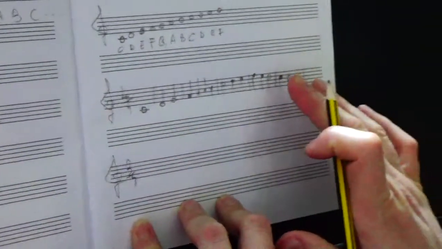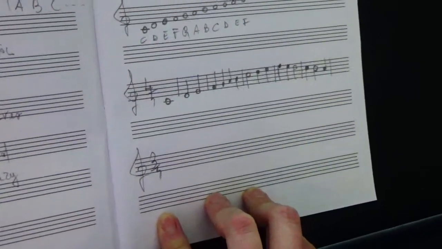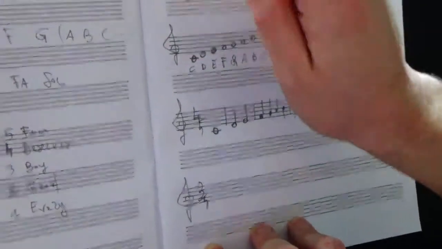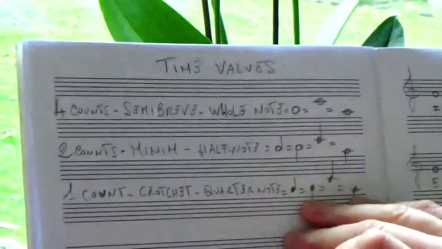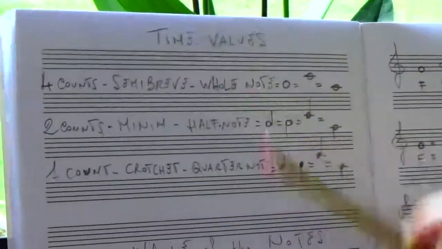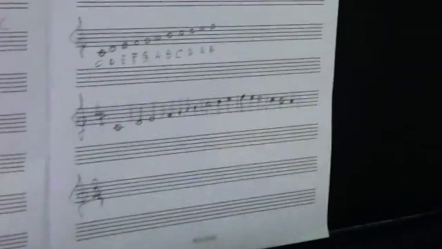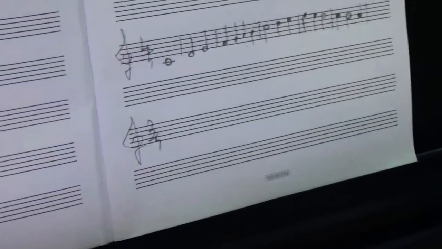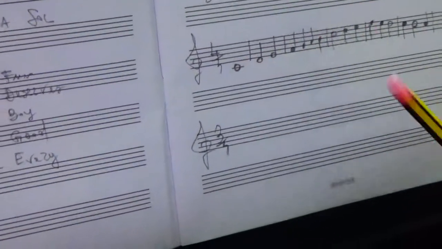These are all the possible combinations that you can get using simply and only the first 3 music values. The 4-count notes, semibreves or whole notes, 2 counts, 1 count. Here we are. These are all the possible combinations using all the possible rhythms that you can get by using 3 values. What about the 3-4?